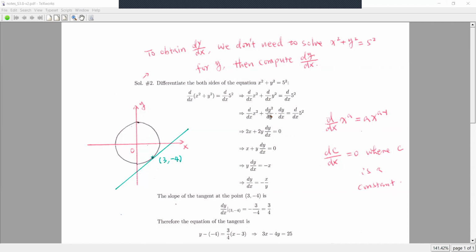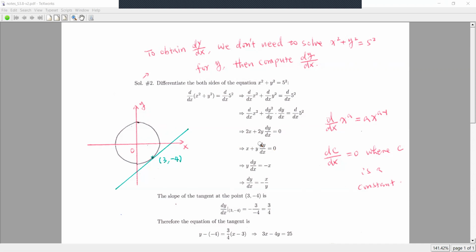Derivative of y squared with respect to y, by the same formula, is 2y. Derivative of the constant 5 squared is 0. So we have this equation. Now, divide the equation by 2. So we get this equation.